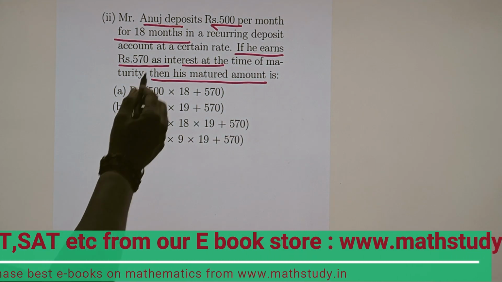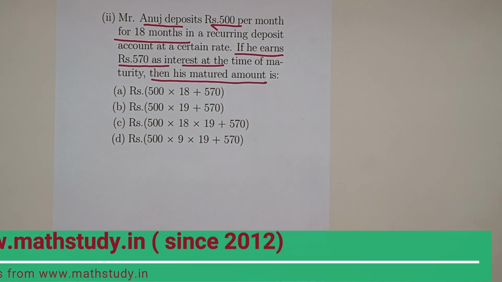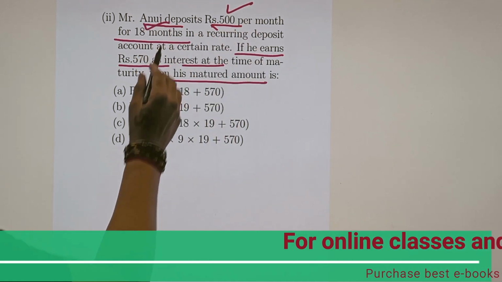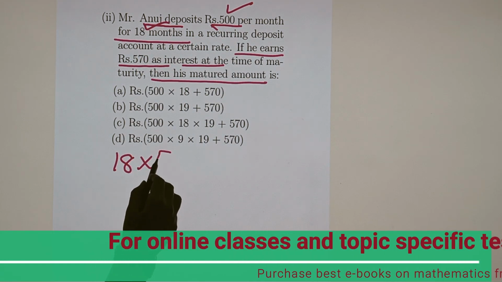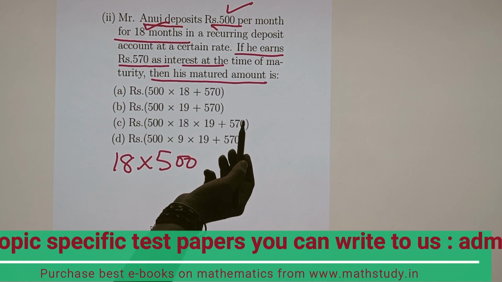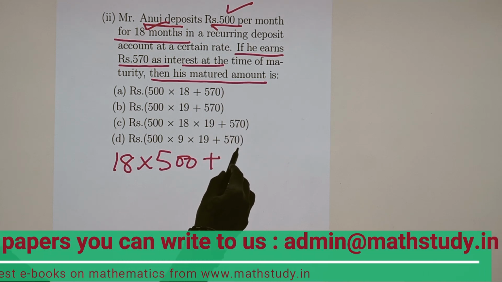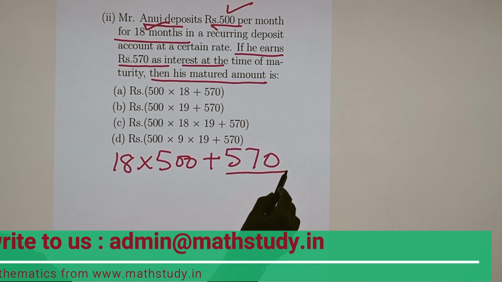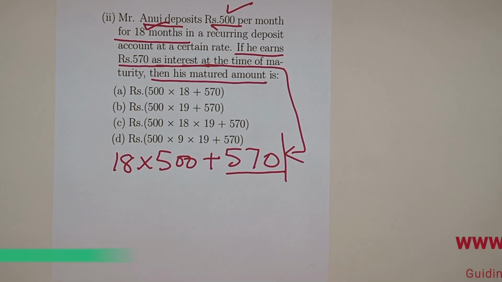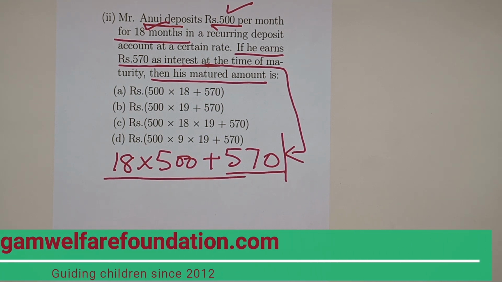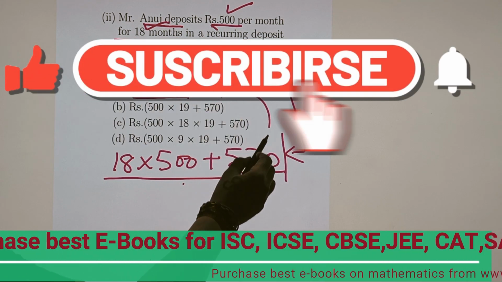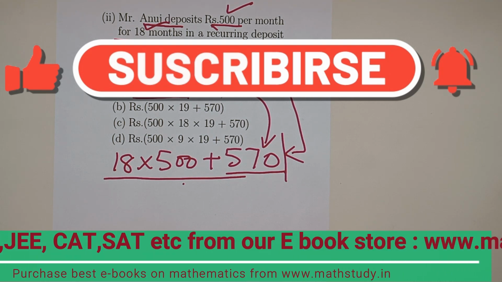Very simple. First we have to understand how much money he has deposited. He deposited rupees 500 for 18 months, so the total amount deposited is 18 into 500, and he earns rupees 570 as interest at the time of maturity. So you simply have to add 570 rupees, because this is the interest at the time of maturity. We can easily match our options here, which is option A, 500 into 18 plus 570. Very easy question it was. I hope the concept is clear.